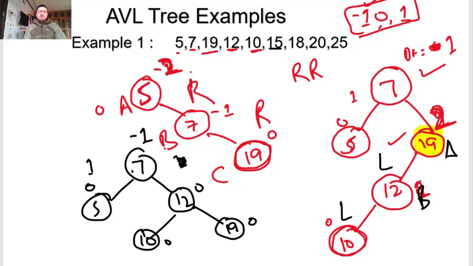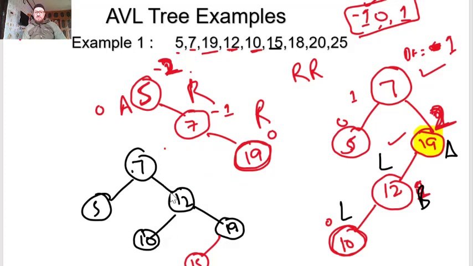So where will 15 go? 15 is greater than 7, greater than 12, lesser than 19, so 15 has to be here. Now check the balance factor of everybody. For 19, the left subtree is 1 and the right subtree is 0, so 1 minus 0 is 1. Perfect. For this one, left subtree is 1, right subtree is 2, 1 minus 2 is -1, no issue.